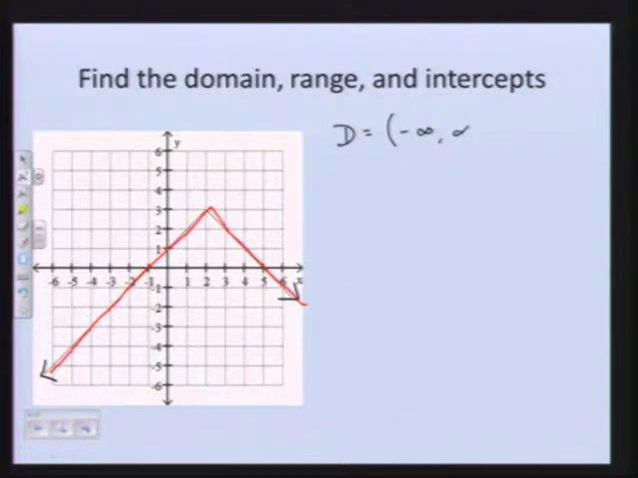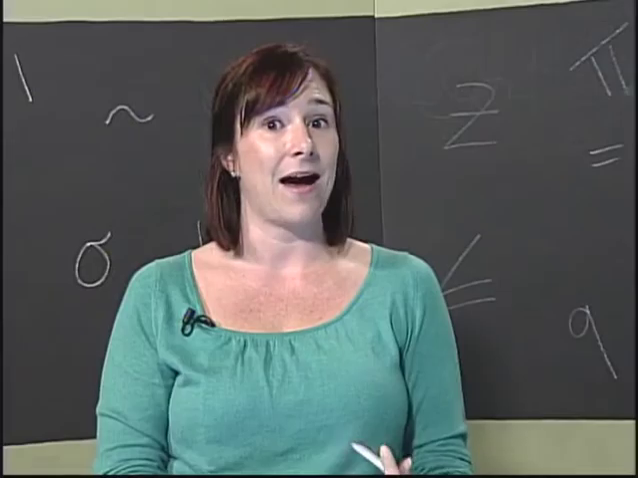That implies that the domain is negative infinity to positive infinity. Okay, so it's very important that you can look at this graph and know that it's solid all the way through and that you have arrows on both ends. That tells you that it's infinite. If you have open or closed circles on the ends, it's not infinite.